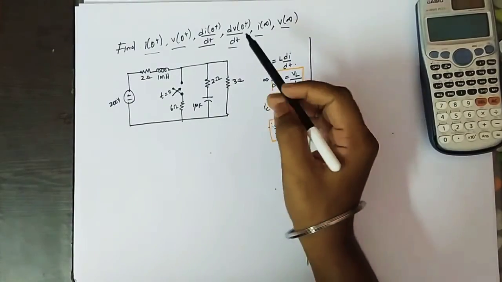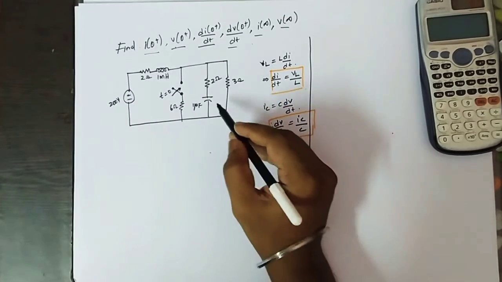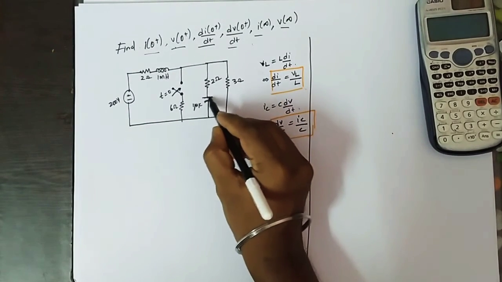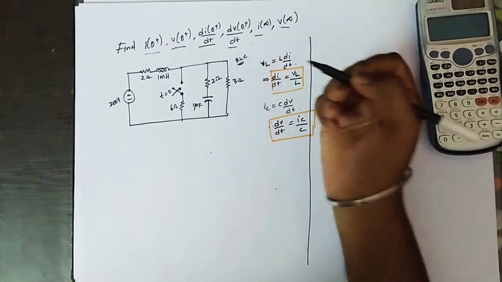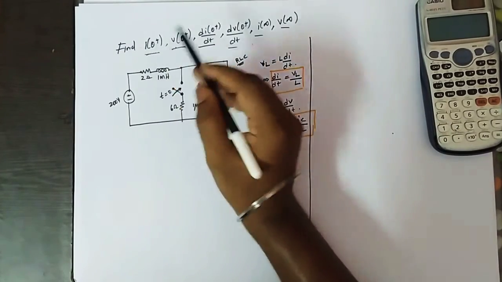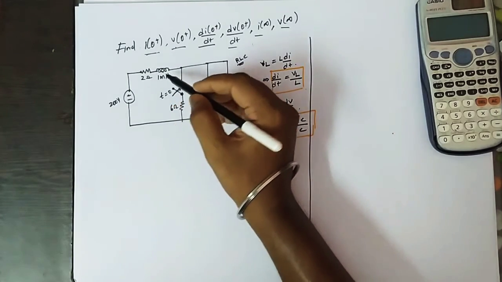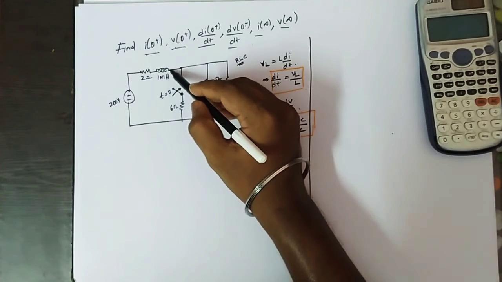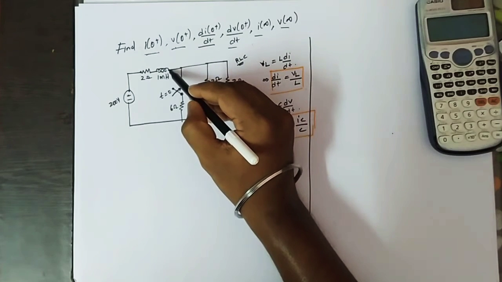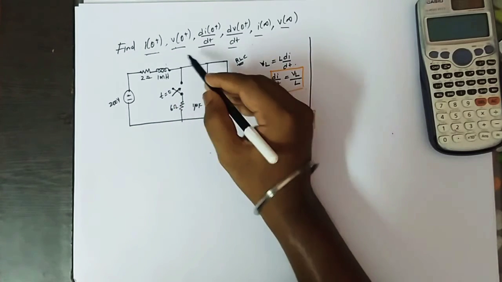You need to know these before finding i of 0 plus and v of 0 plus. Now in this circuit, if you observe, you have a capacitor and an inductor. This is an RLC circuit. In a transient circuit with an inductor, we will observe only the change in current, the state variables of the circuit: for the inductor, current i of 0, and for the capacitor, voltage v of 0.